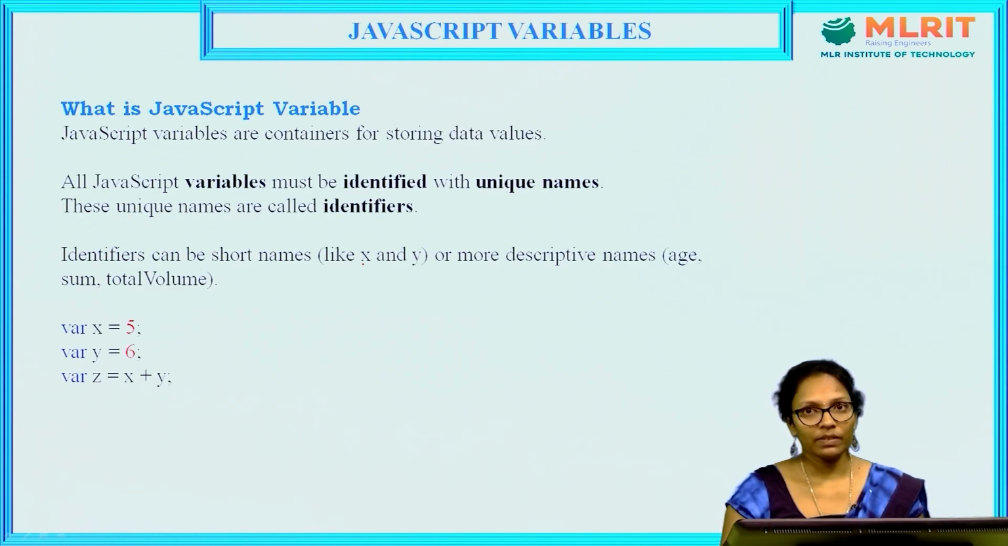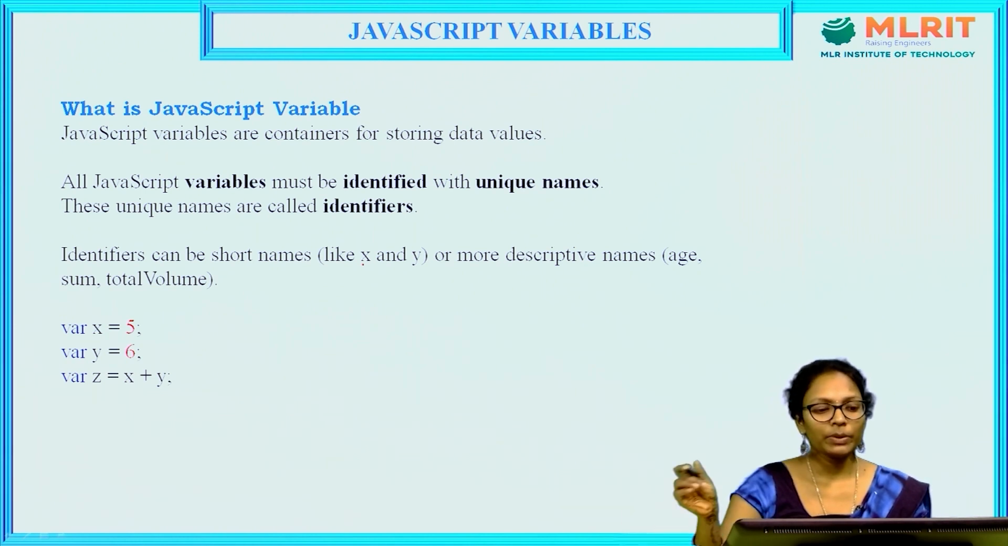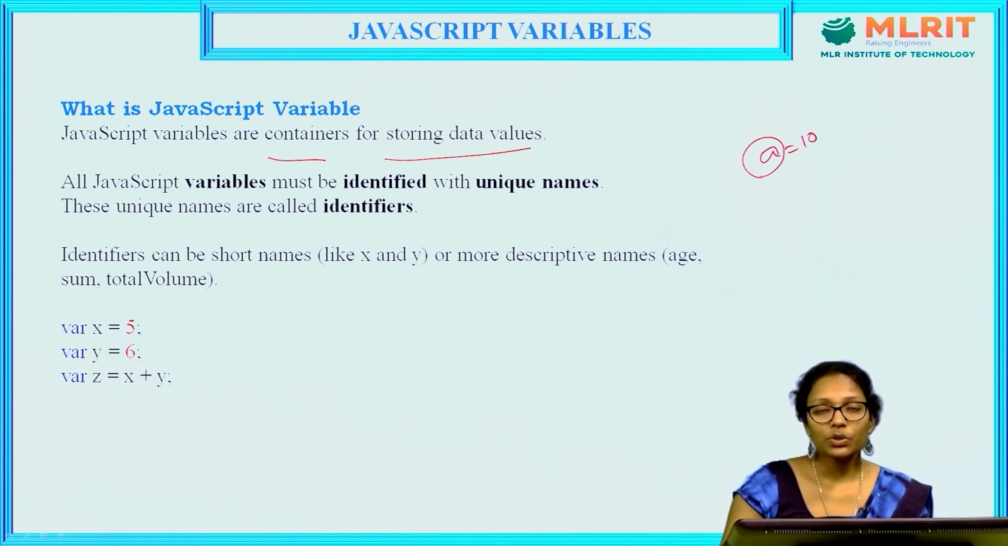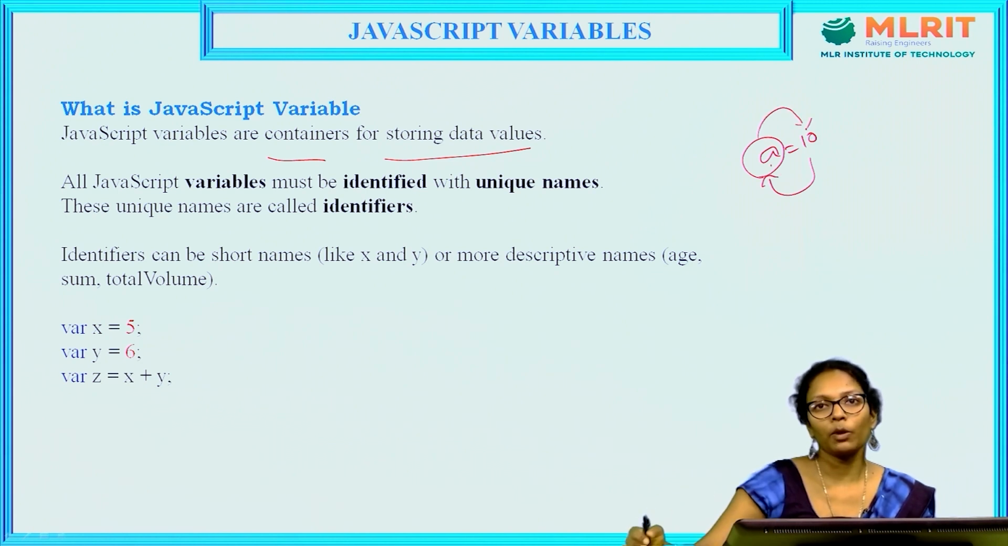So what is a JavaScript variable? Not only in JavaScript, generally a variable is a container which is used to store a data value. For example, if I write a is equal to 10, here I can call a a variable name which is used to store the value 10 in it. So it is a container which contains the information 10.